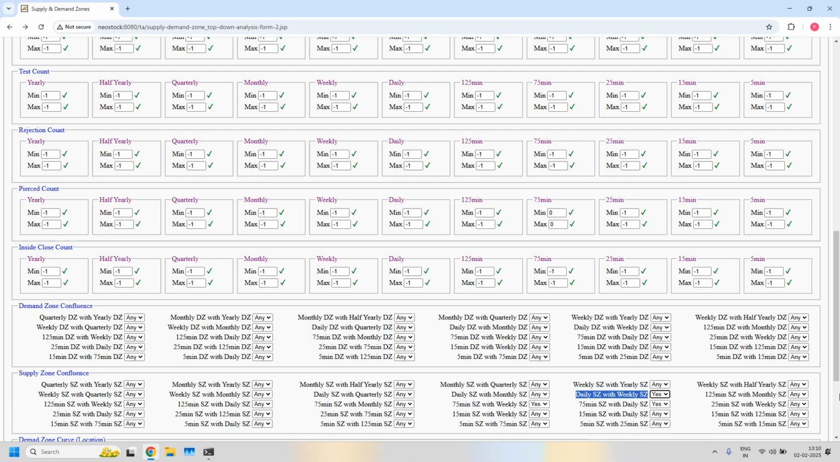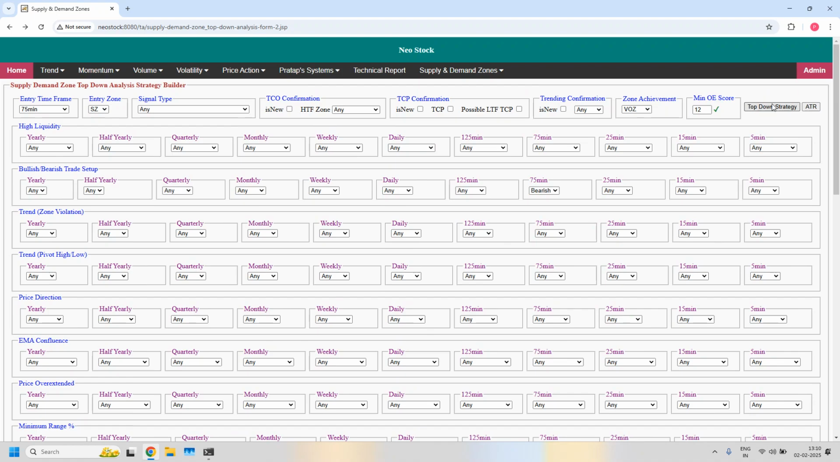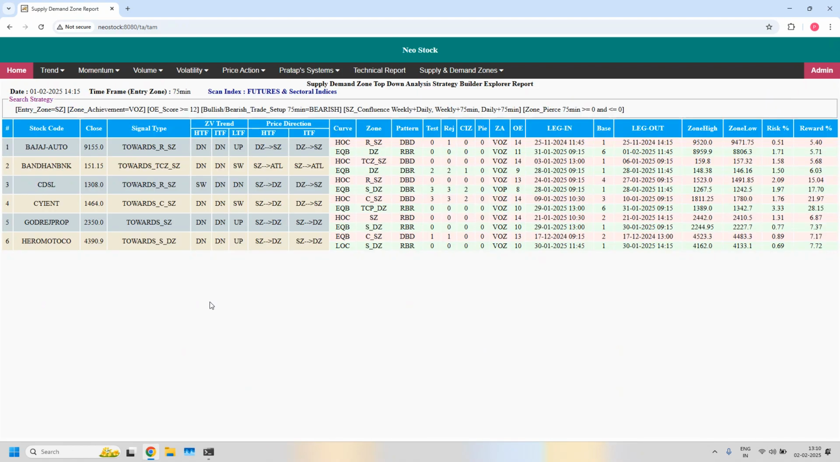With all the 3 filters, LTF, ITF, HTF supply zone confluence, we got 6 stocks. That means in all these 6 stocks, these 75 minute supply zones are overlapped with the daily supply zone. Again, both together overlapped with the weekly supply zone. That means the daily and 75 minute zones together are part of the weekly zone. And the weekly trend is down in 1, 2, 3, 4, 5 stocks except the third one. All these 5 out of 6 are having a downtrend.